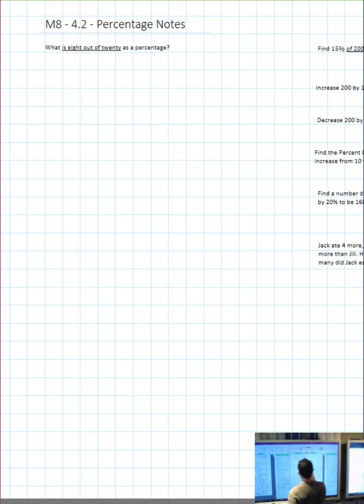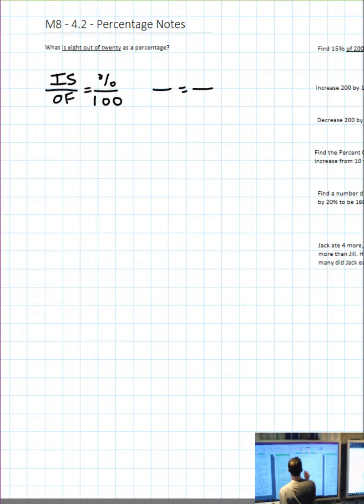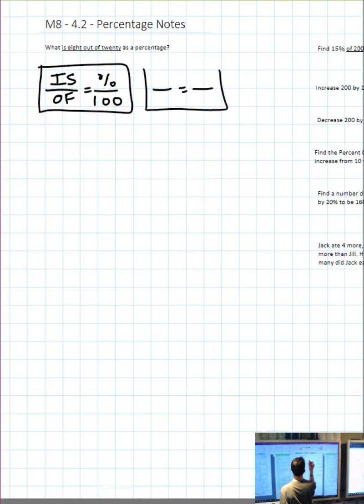So I'm going to start with a nice formula: is over of equals percentage over 100. So really using the equals over formula that we learned in chapter 2, using equivalent fractions, where something is over what it's out of is equal to the percentage over 100.